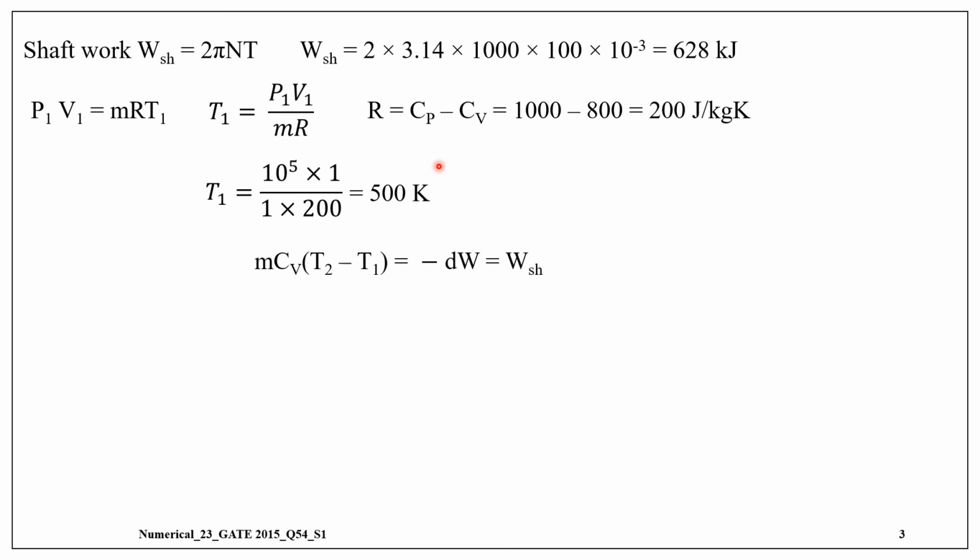Now, already we discussed mCv (T2 minus T1) is equal to minus dW, and this dW is nothing but the shaft work, because the only form of work transfer involved in the problem is stirring work. Stirring work is nothing but the shaft work. Why it is minus dW? Because work is done on the system. Stirrer is doing work on the gas.